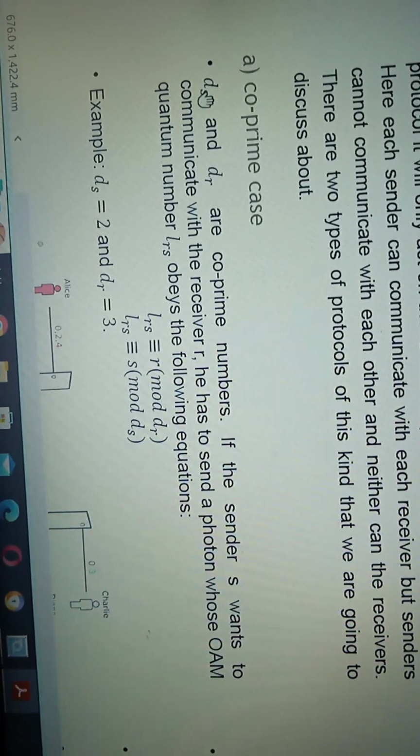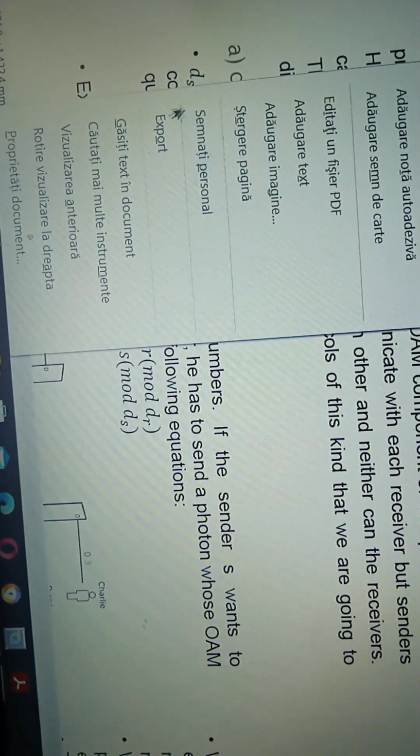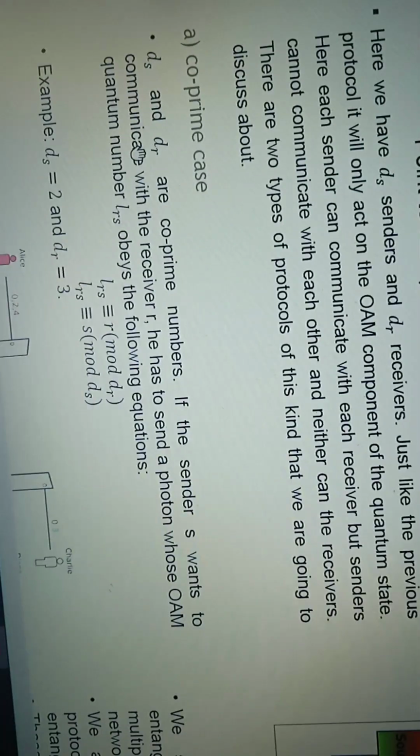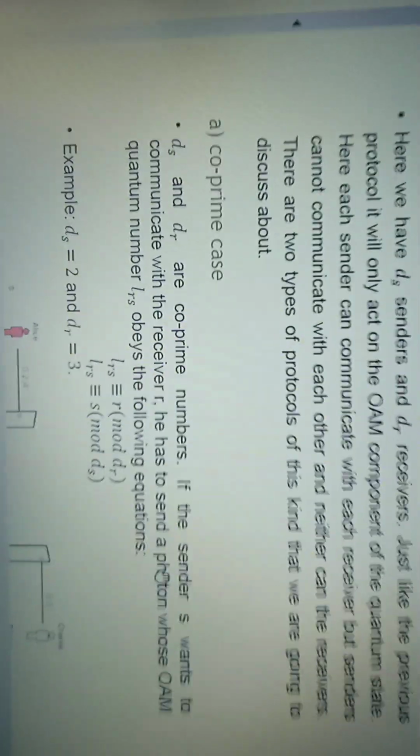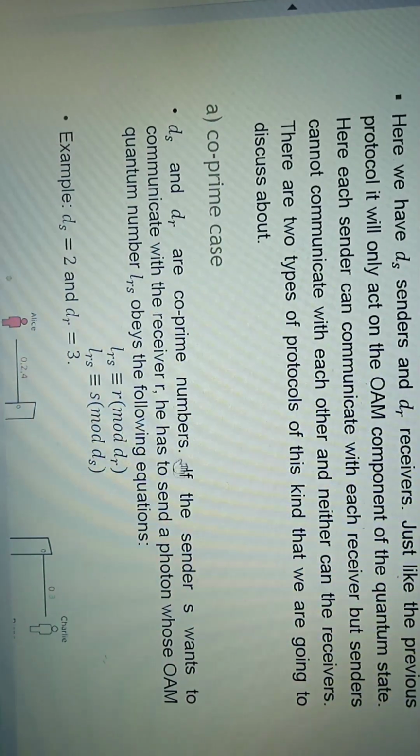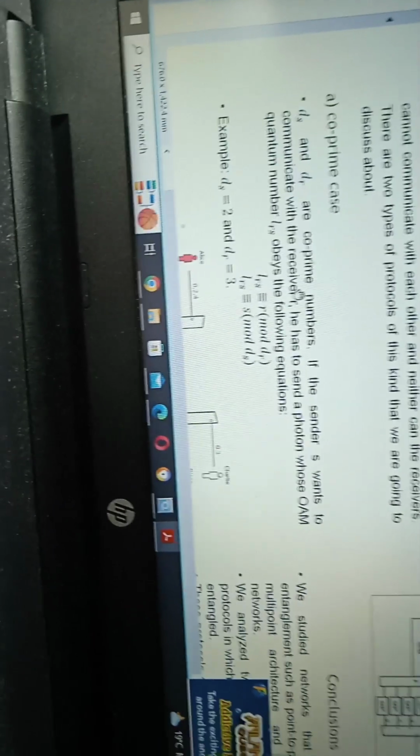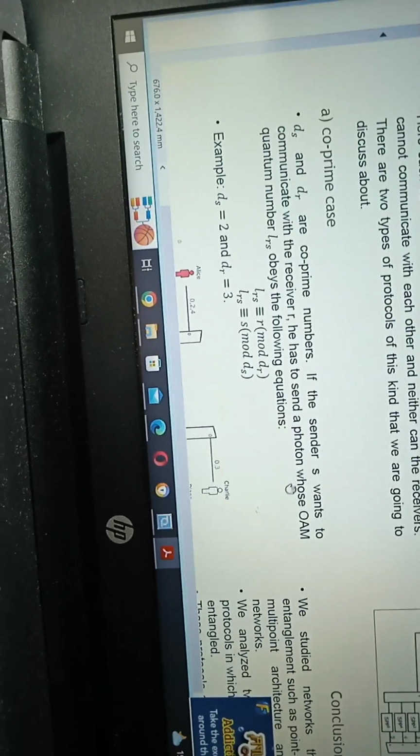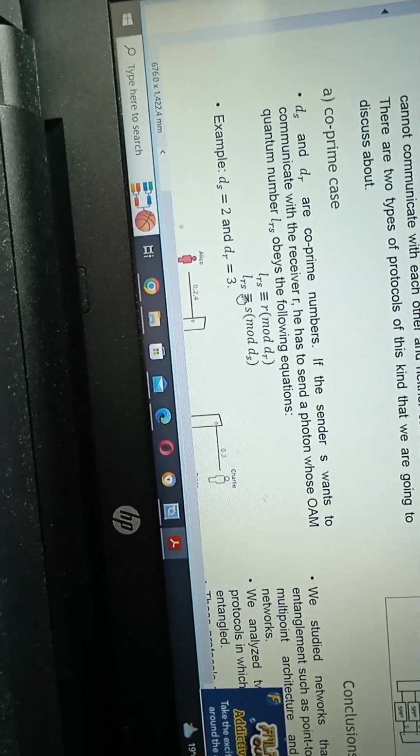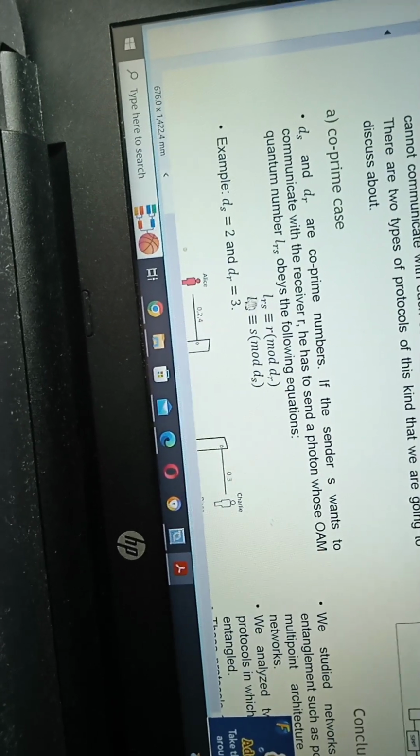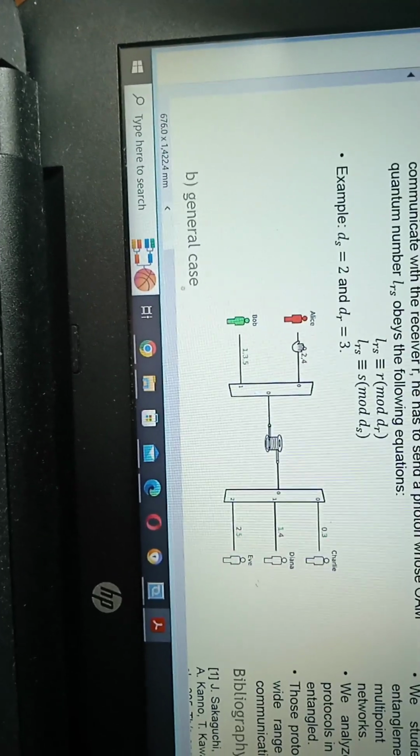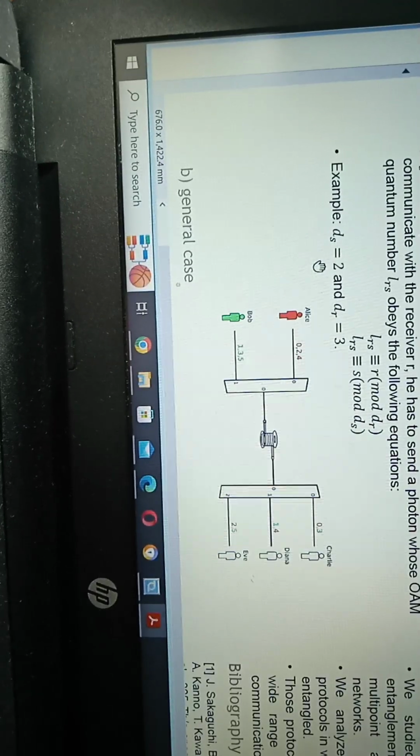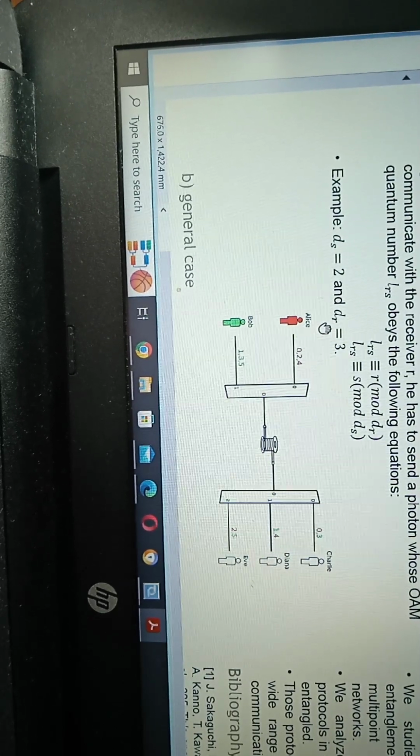In the first one, the number of senders and the number of receivers are coprime numbers. And thus, if the sender S wants to communicate with the receiver R, then he has to prepare a state OAM which respects these equations. And here we have a diagrammatic example where the number of senders is 2 and the number of receivers is 3.